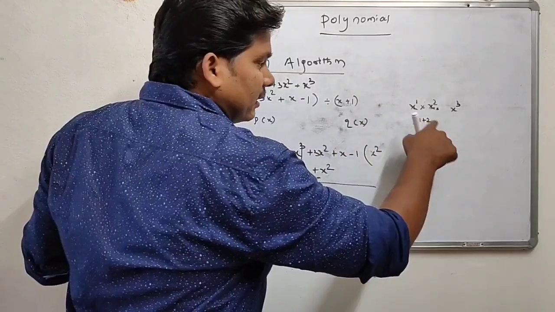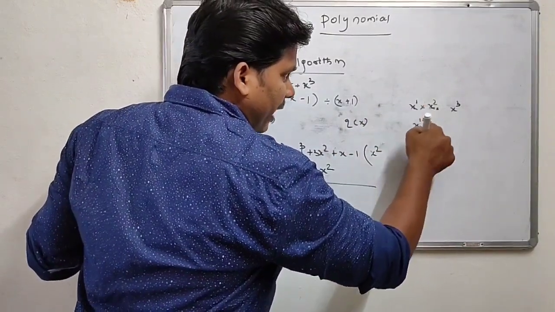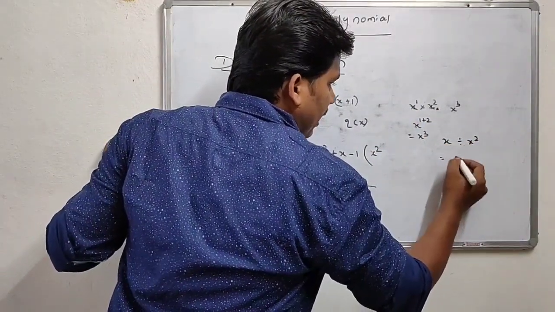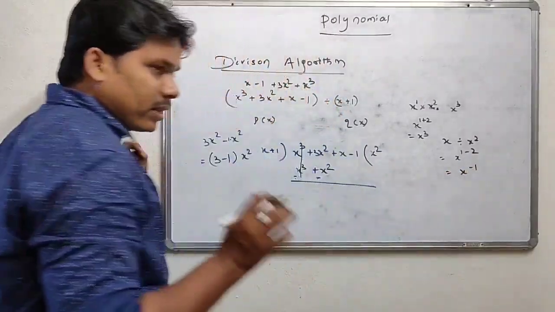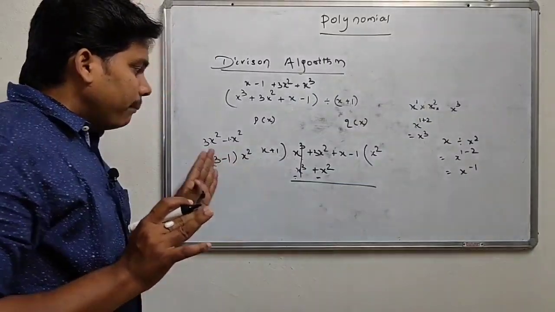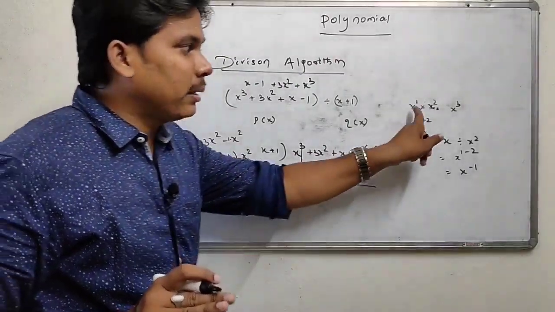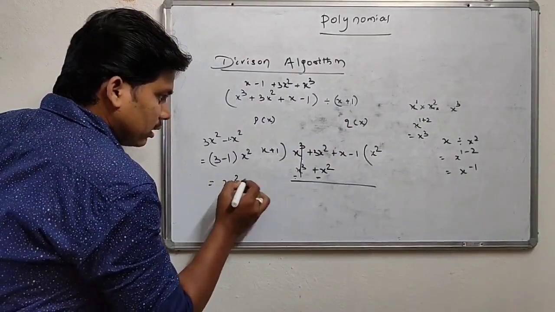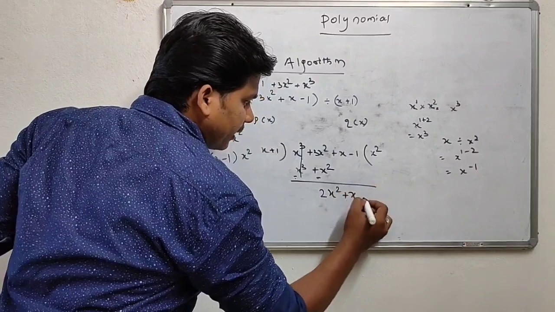Whereas in this case, the powers come into action. The powers will be added with each other. If x divided by x square, what will happen? x power 1 minus 2, this will be x power minus 1. Are you getting my point, students? Means here only the coefficients will be in action, but here the powers will be in action. Means here this will be 2x square. So what will we write here? 2x square plus x minus 1.